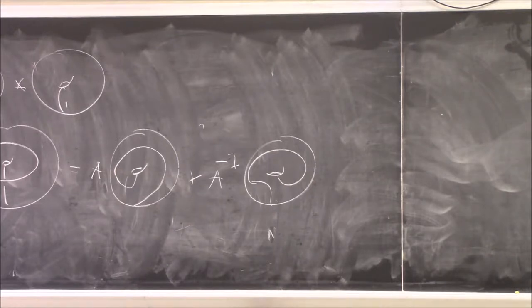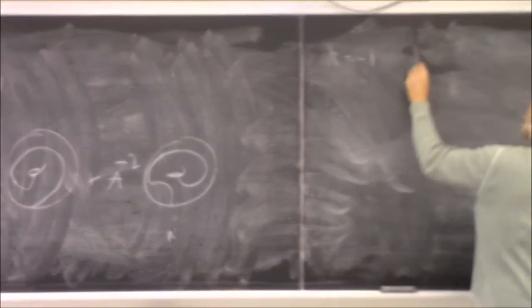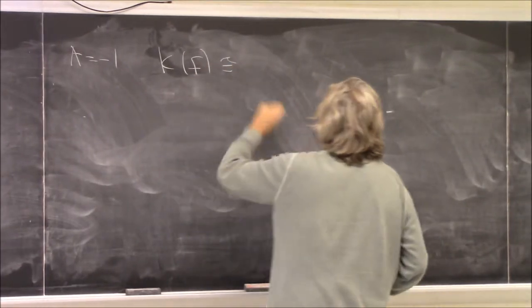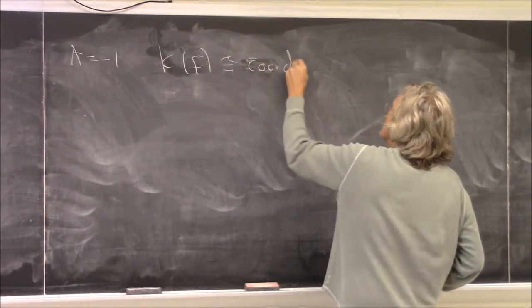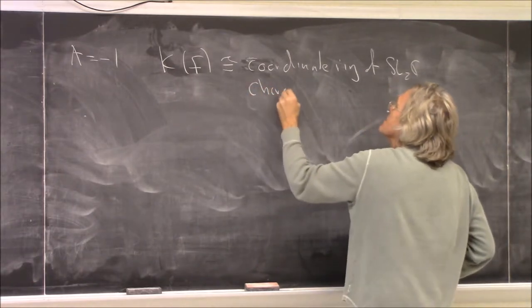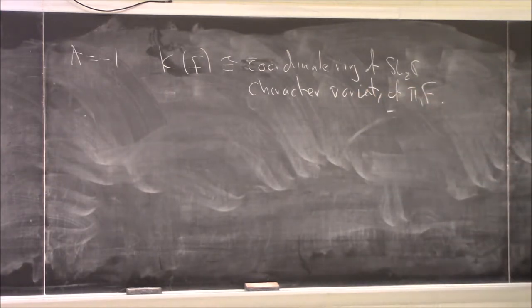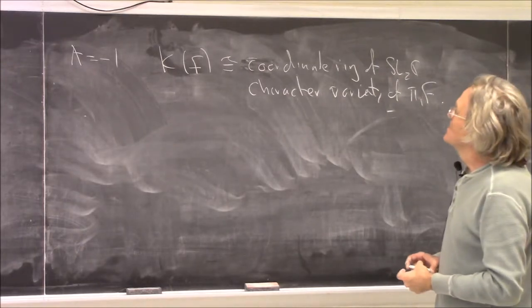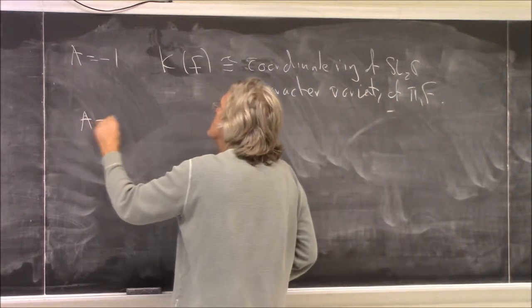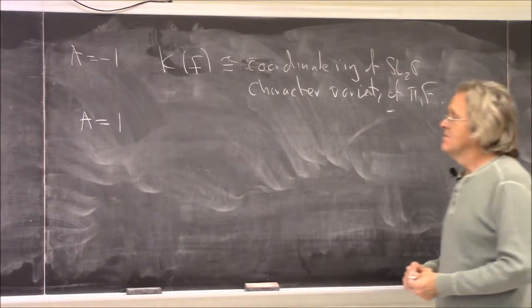So A is not a variable, it's actually a number. A is a number, and when A equals negative 1, K of F is canonically isomorphic to the coordinate ring of the SL2C character variety of pi 1 of F. And so this plays an intimate role in quantum topology. So, by the way, it's also true when A equals 1. But it's not canonical. You have to choose a spin structure in order to define the isomorphism.